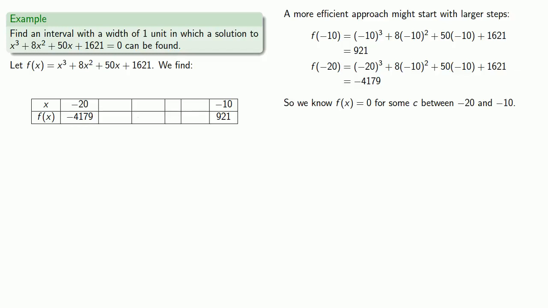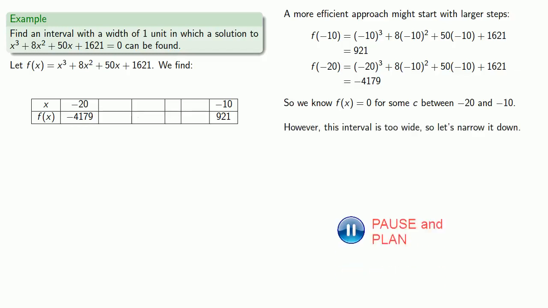And this is great, except our problem actually asks us to find an interval with the width of 1 unit, and the interval between minus 20 and minus 10 is 10 units wide. So this interval is too wide, so let's see if we can narrow it down.